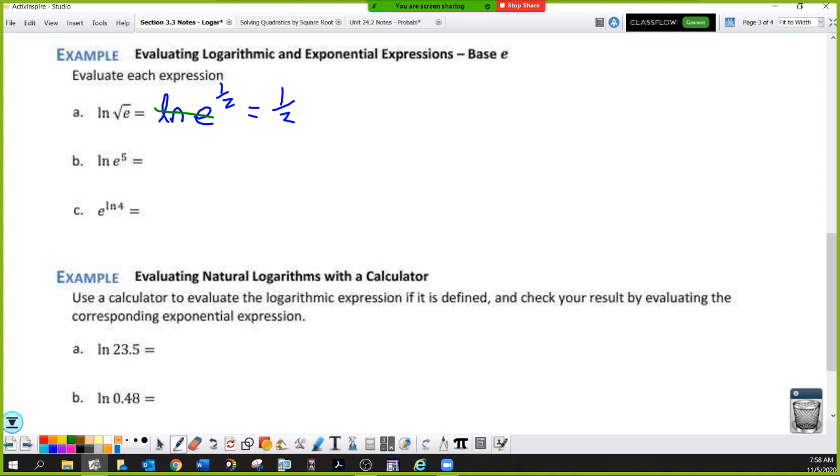So check this one out. Boink, 5. I mean, don't overthink it, please. ln cancels base e, and check this one out. Boink, e cancels ln. I mean, they are that easy. But it's because log base e cancels exponential base e, and exponential base e cancels log base e. That's why that's working.